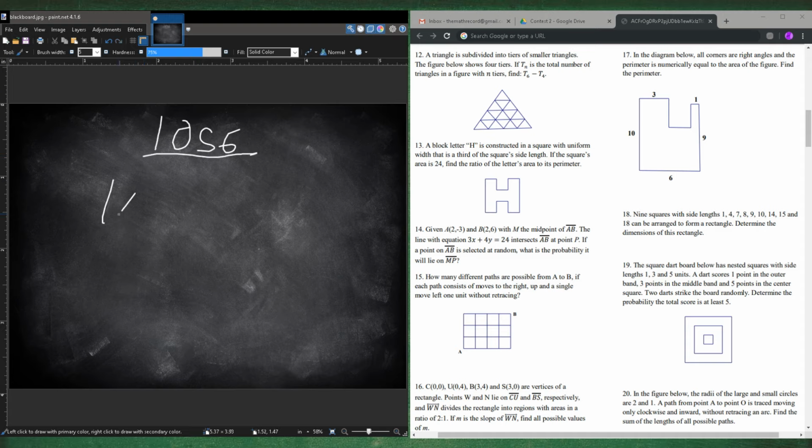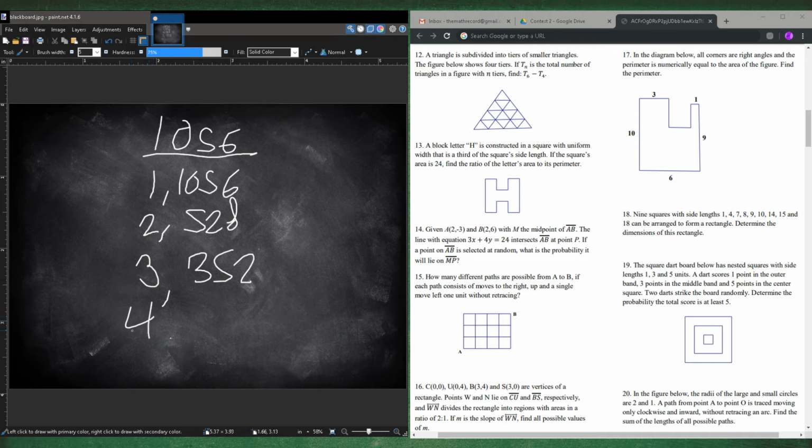Since it's length times width, it has to be two numbers, so it's in pairs. So it could be 1 times 1056. 2 is 528. Divided by 3 is 352. 4 is 264. 5 doesn't work. 6 is 176. 1056 divided by 7 doesn't work. It's not divisible by 7. 8 is 132. 9 doesn't work.